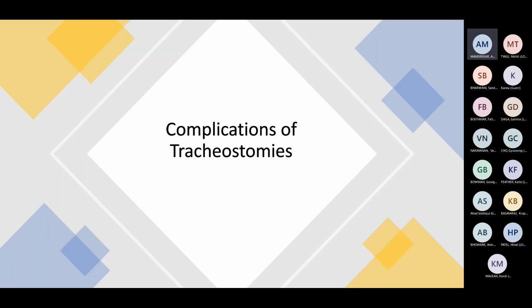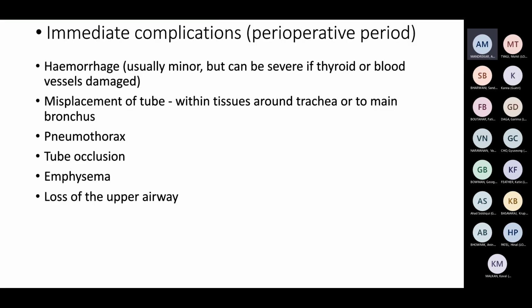So as with every procedure, there are complications. It depends on the timing of the complications. We can get complications within 24 hours after tracheostomy. It could be due to hemorrhage. It could be minor or severe, depending on the injured blood vessel involved. Another is early displacement of the tube within 24 hours.